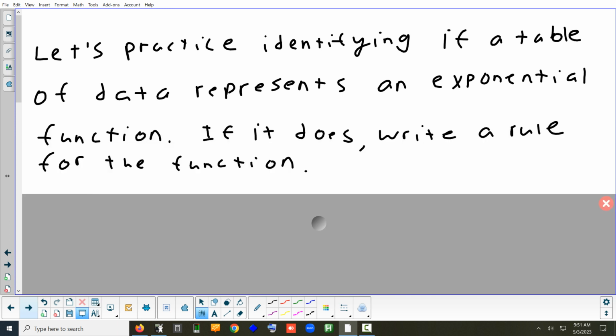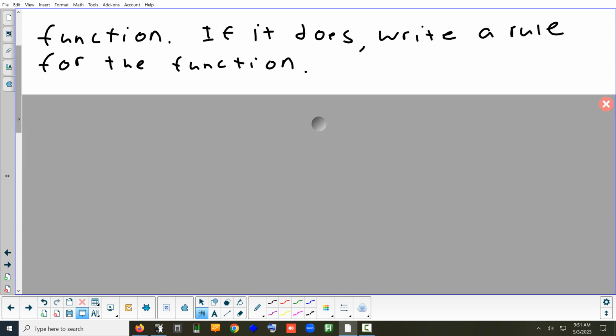All right, so let's practice actually what I just said. If a table is a linear table or an exponential table. Remember, if it's linear, the pattern in the y's is going to be addition or subtraction. If it's exponential, the pattern will be multiplication or division. Okay. So we're going to identify whether a table represents an exponential or a linear function. And if it does represent an exponential function, we're going to write the formula. Okay, the y equals a times b to the x.